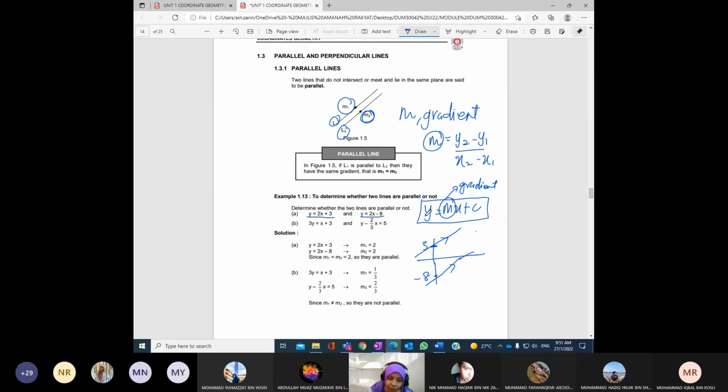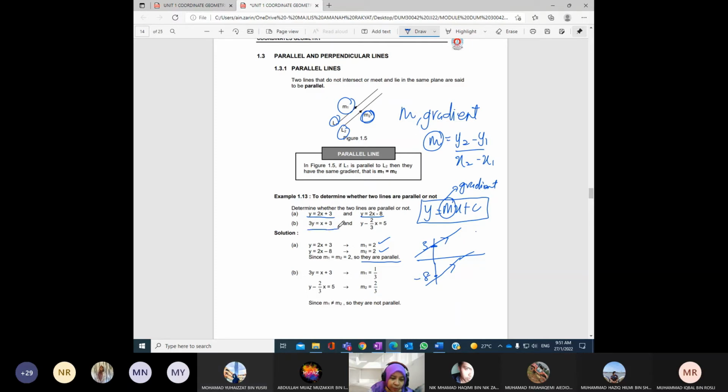It is not 2y or 3y, it is y only. Then we can see whether it has the same gradient or not. So now both have y, and then we can see that M is 2. That is why M1 is 2 and M2 is 2, therefore they are parallel. That is how you decide whether the lines are parallel or not. The same goes for the other line.